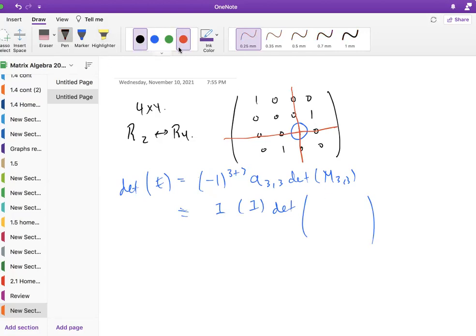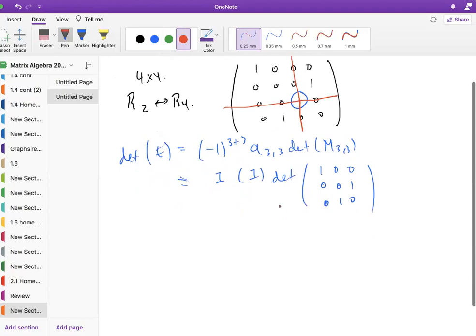Got a lot of 1s and 0s there. 1 0 0 0 0 1 0 1 0. Now we know this determinant is -1 because this is a row swap matrix. This is a type 1 in 3x3, which we already proved. Right?